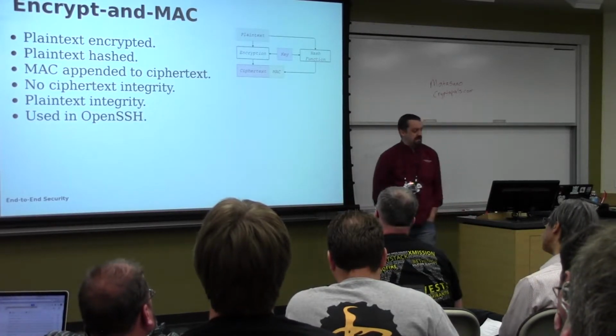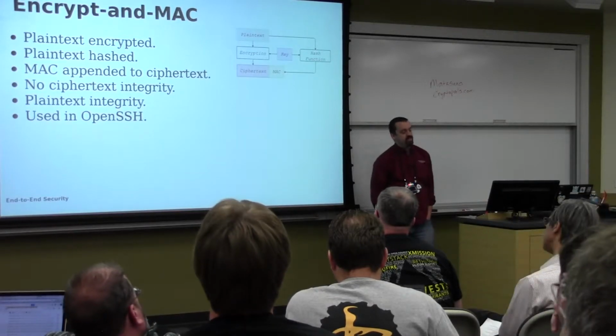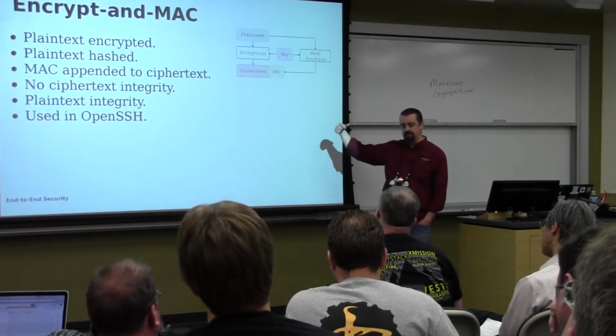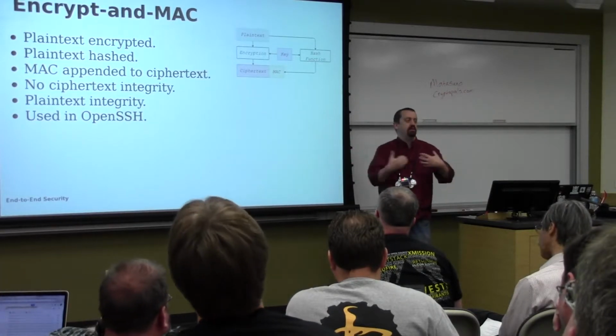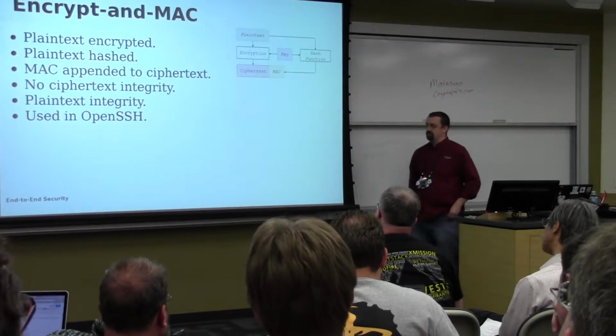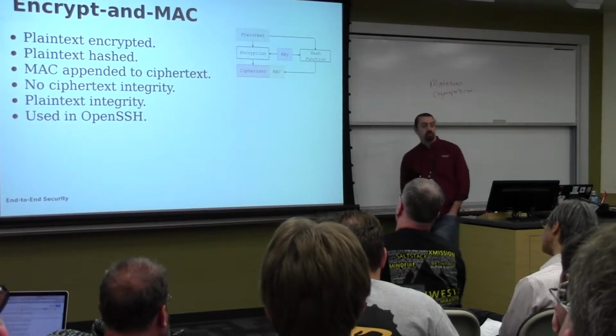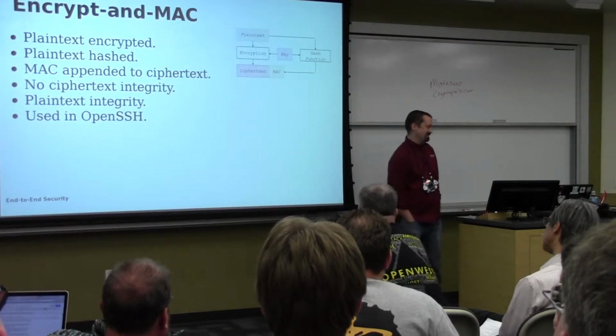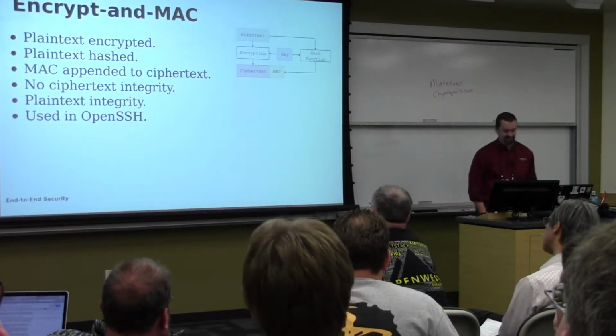So I first need to decrypt the ciphertext, then check the MAC tag, again by hashing the plain text, getting a new tag, and then verifying if the tags equal each other. Okay? Interestingly enough, this is used in OpenSSH. And it had a problem. So we'll talk about that in a second.